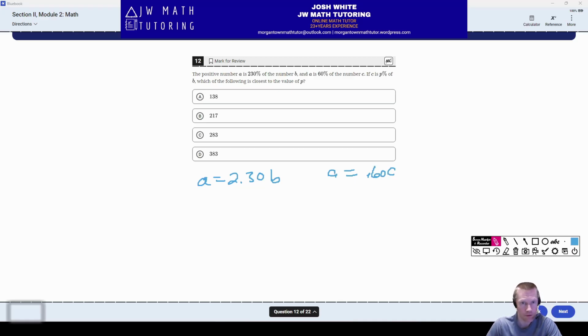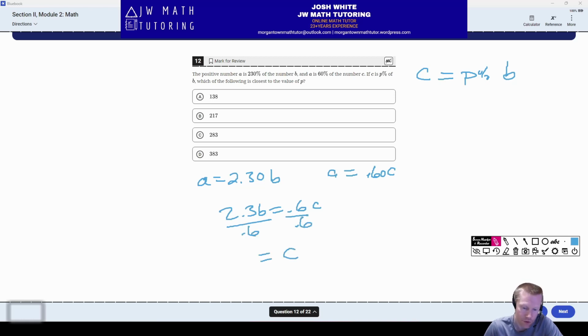Now, if C is P% of B, which is defined by both, okay. So the first thing we need to do is set these two equations equal to each other. And then notice the way it's worded. C is equal to P% of B. So we need a final equation that says C equals everything else on the other side. So we have to divide by 0.6 here. So if you do that, 2.3 divided by 0.6, you get 3.833B equal to C.